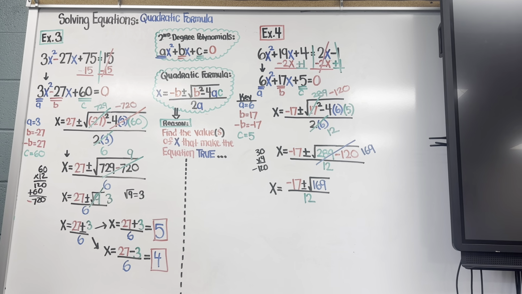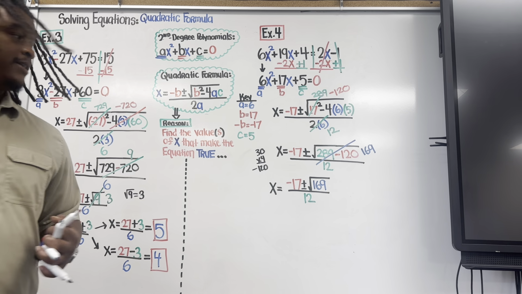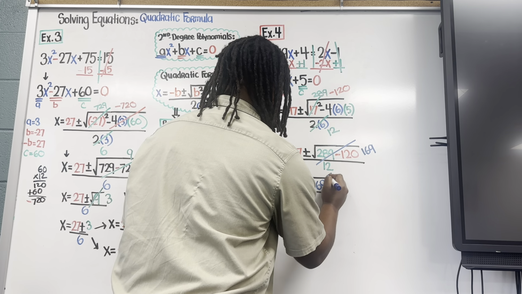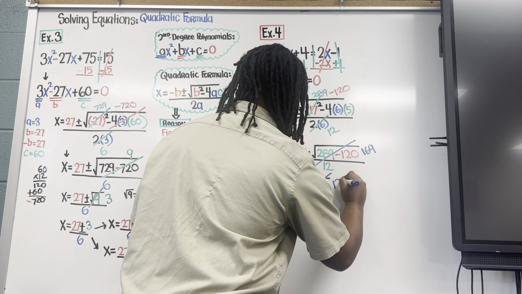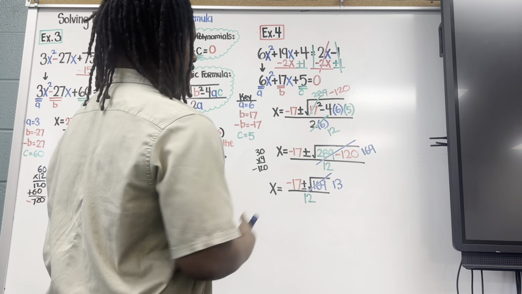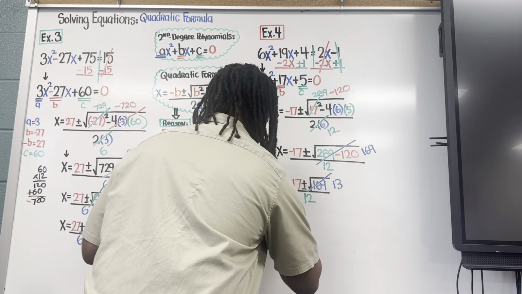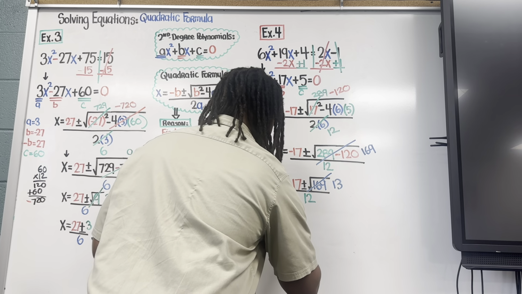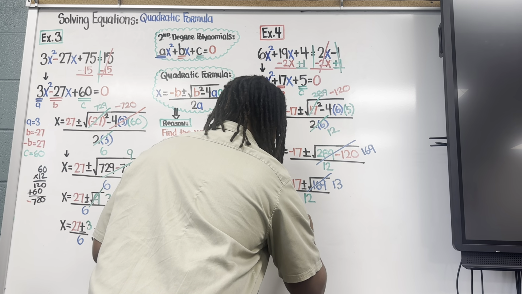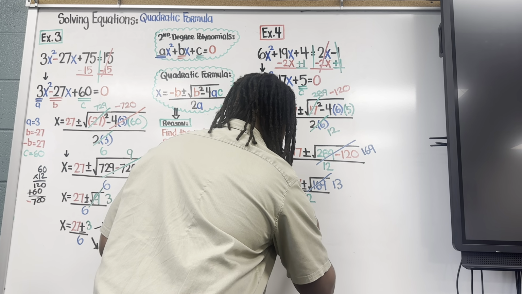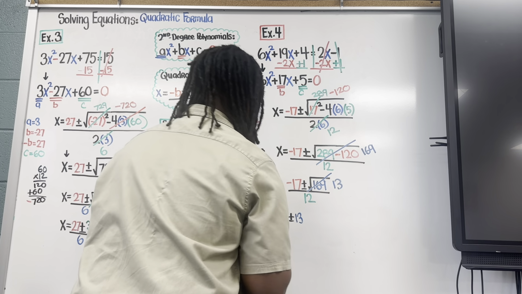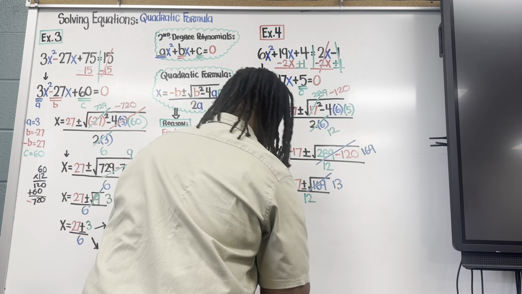I believe that the square root of 169 is 13. Yep, it is. So I can cross this out and put 13, because 13 times 13 is 169. So now, lastly, I have x equals negative 17 plus or minus 13, all divided by 12.